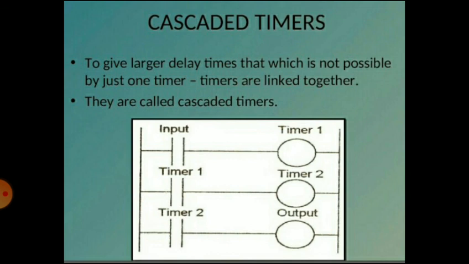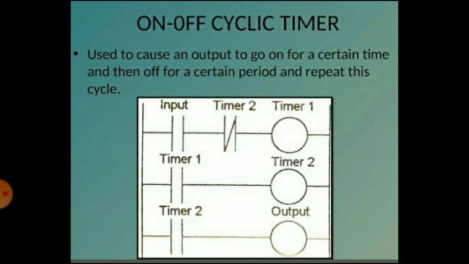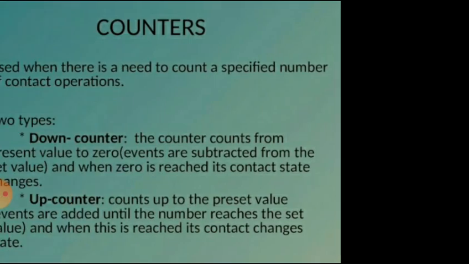Then the cascaded timer. To give larger delay times, which is not possible by just one timer, timers are linked together. So they are called cascaded timers. Then the on-off cyclic timer. It is used to cause an output to go on for a certain time and then off for a certain period and repeat this cycle.